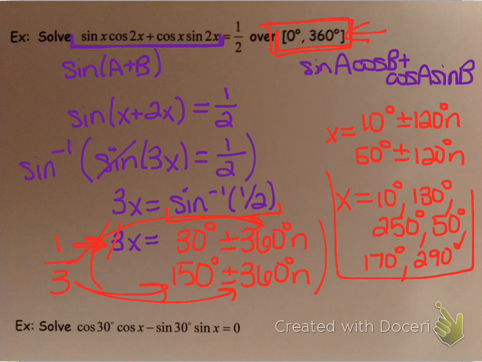And there's your answers. And I want to point out, we knew that we were going to have 3 times as many answers. Normally, inverse sine of 1/2 would normally only have 2 answers. We got 6, which is 3 times as many. Okay, and that was because of the 3 out in front of the x.